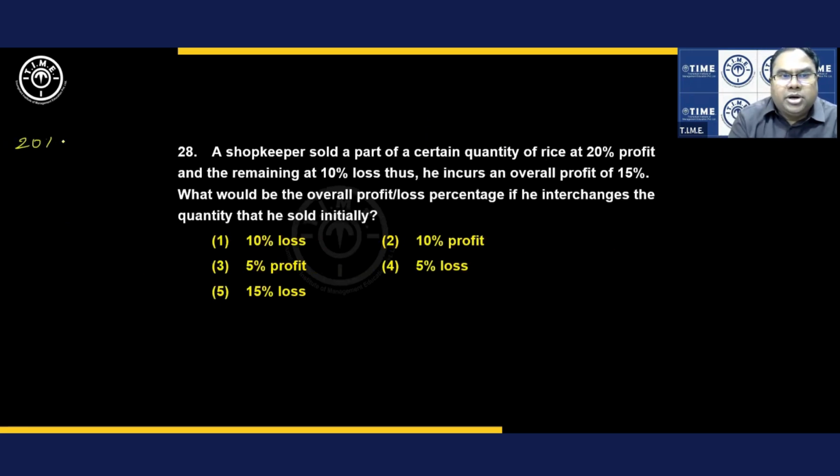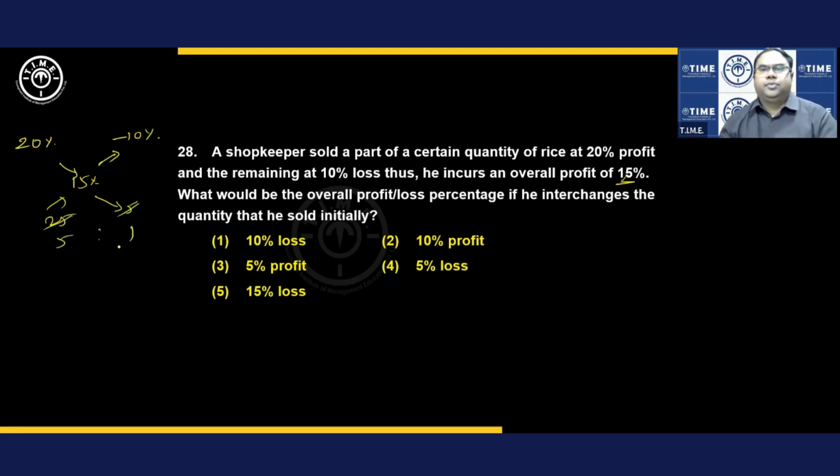Okay, apply allegation rule. Remaining at 10% loss, minus 10%. Overall is making a profit of 15%. 20 minus 15, 5%. 15 minus of minus 10, 25. So it has to be 5:1. These are the quantities I'm mixing. I'm applying allegation rule. Don't do profit and loss. Apply allegation rule.